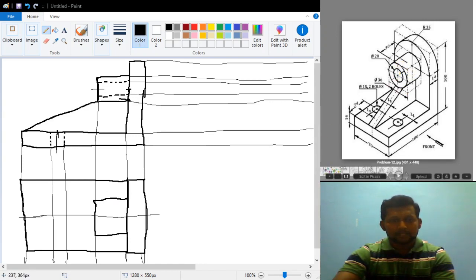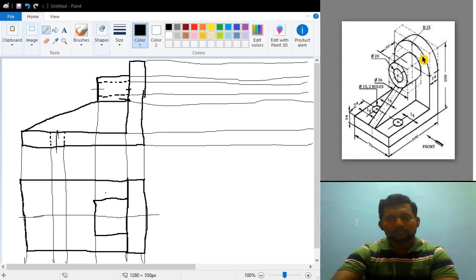This length is equal to 30, and this diameter is equal to 36. And what about the inner circle? The inner circle also is not visible in the top view.